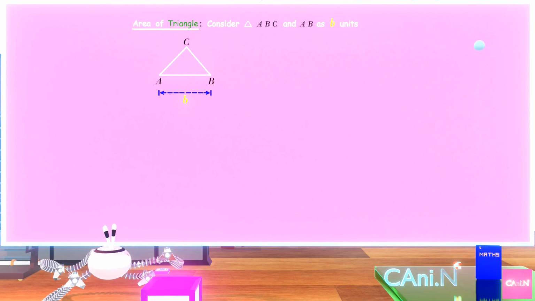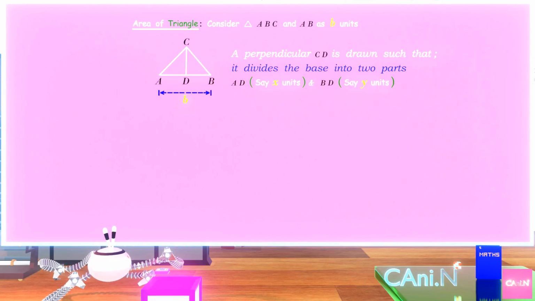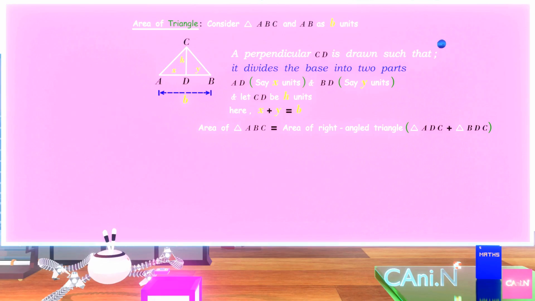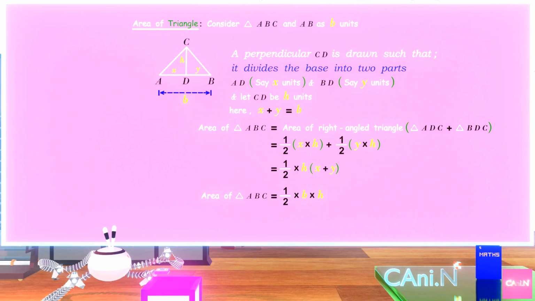Area of triangle. Consider a triangle ABC, and AB as B units. A perpendicular, CD, is drawn such that it divides the base into two parts, AD and BD. And let CD be H units. Here, from figure, x plus y equals b. Area of triangle ABC equals area of right-angled triangle ADC plus area of right-angled triangle BDC. Therefore, area of triangle ABC equals 1 by 2 into base into height.